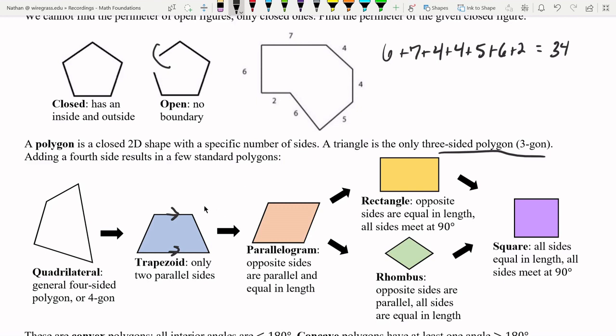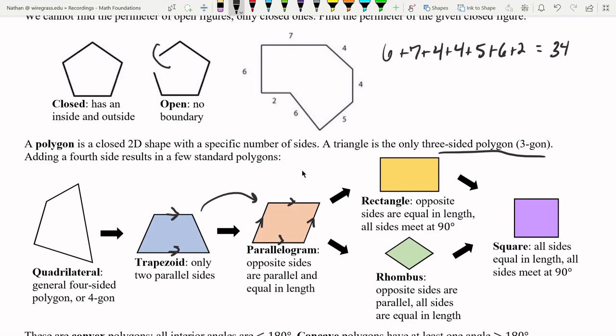Now, some texts will say that all parallelograms are trapezoids. Some of them make a distinction between the two of them here. It doesn't really matter. What's important to note, though, is that if we have these two sides also being parallel, then we have a parallelogram. So this side and this side are parallel, this side and this side are parallel. So that's what makes a parallelogram.